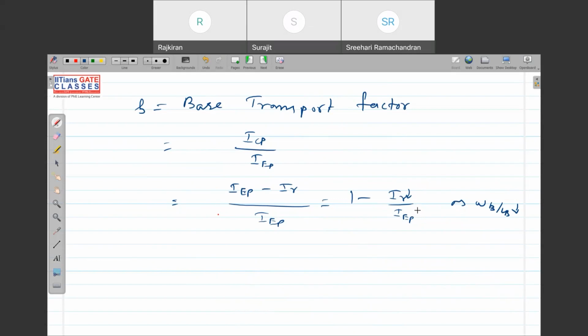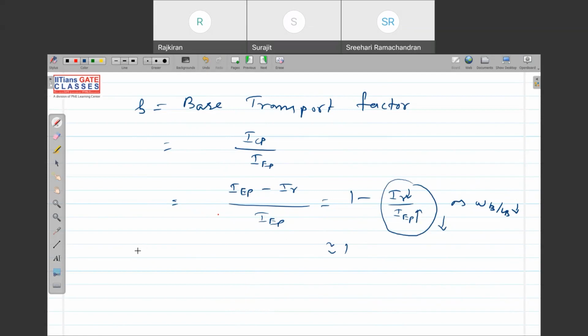IEP is going to increase. So what is happening to this ratio? It is decreasing, right? So this is going towards 1. So if you make the base very, very thin, what will happen? Almost whatever carriers you have injected will most likely reach the collector junction, right? So what is the condition we want?